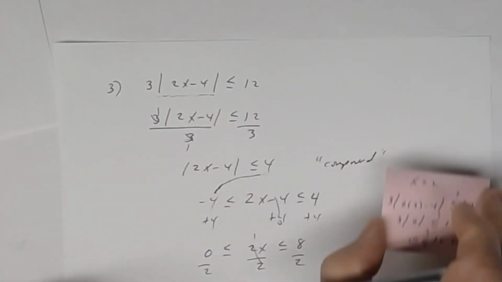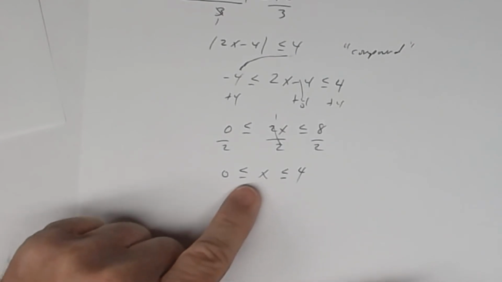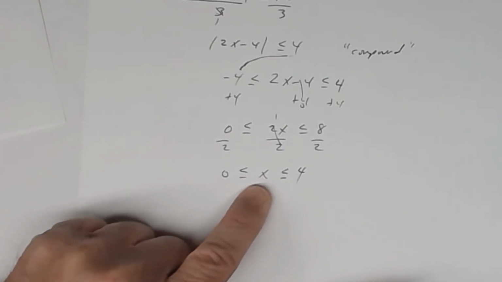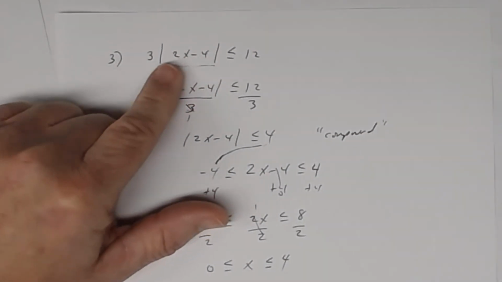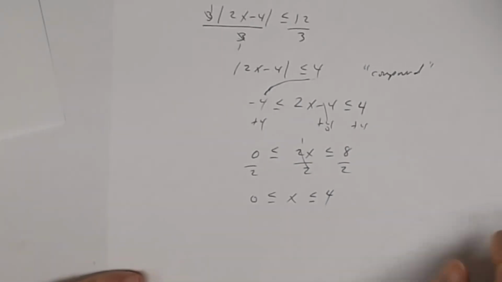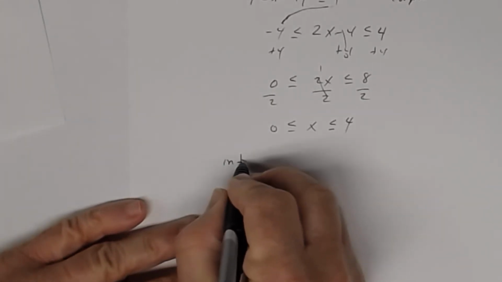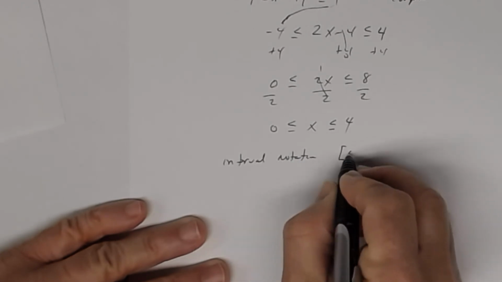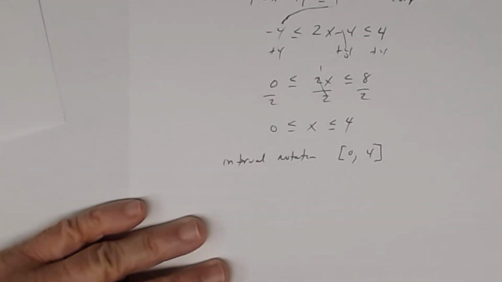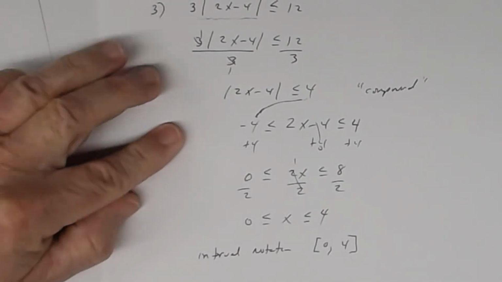All right. So any real number in here, could be decimals, fractions, rational numbers, irrational numbers, as long as it's in here, will be a solution to the original inequality. So in interval notation, your answer is going to be bracket 0 to 4 bracket. Okay. But there's the work. You have to show this work.